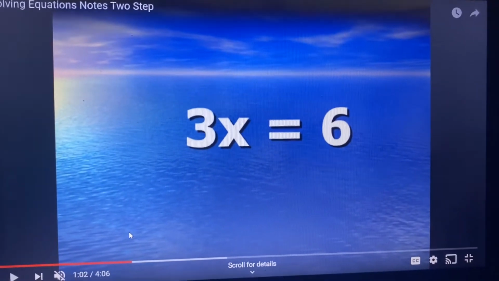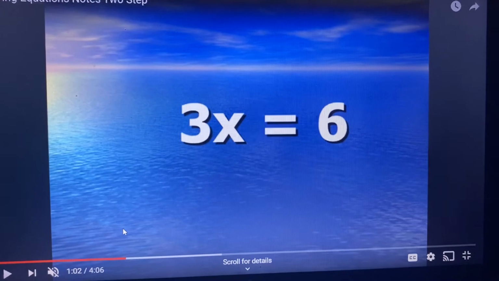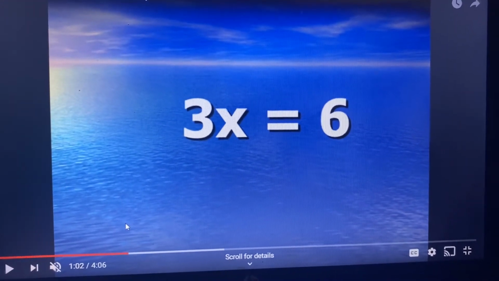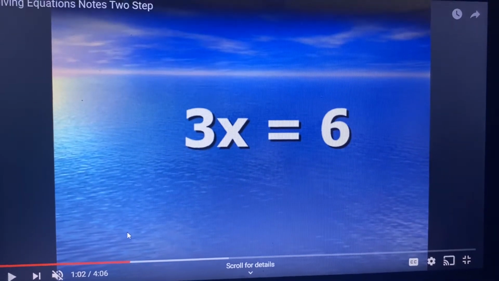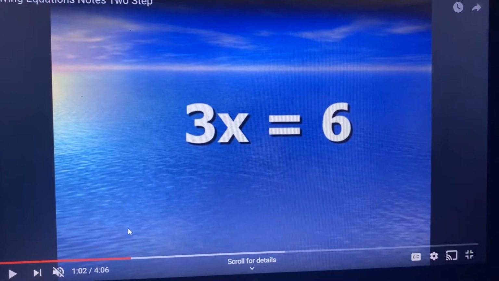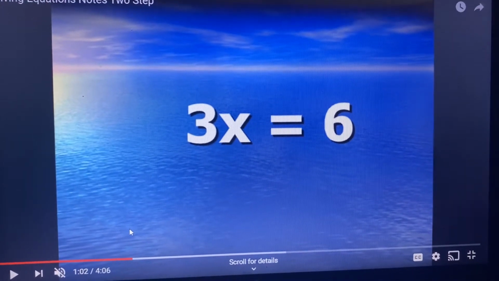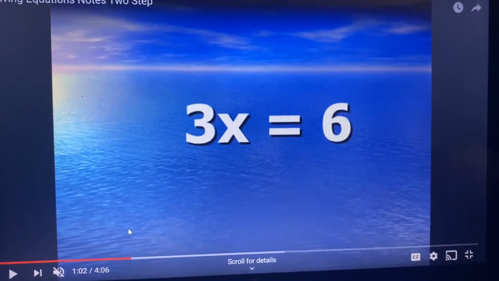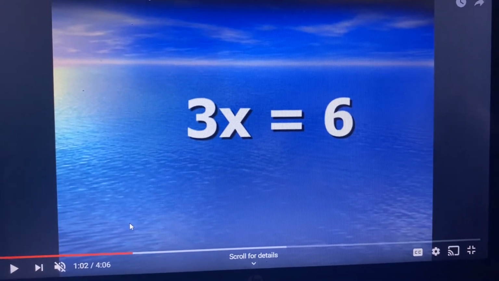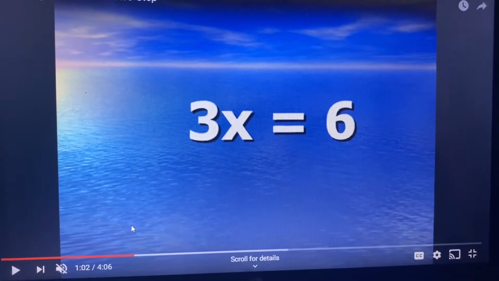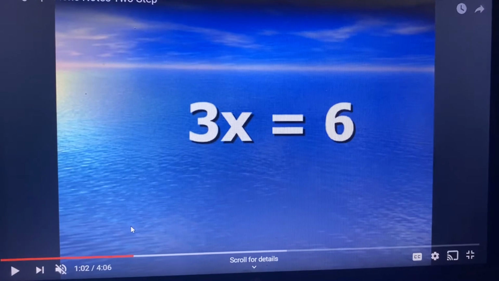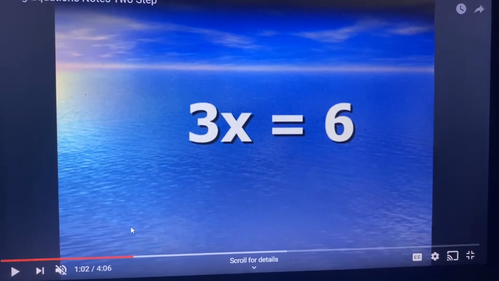Next, we must undo any multiplication or division we see by using the multiplicative inverse. Basically, if I am multiplying, I will divide. And if I'm dividing, I will multiply. And what I do on one side of the equation, I must do on the other, as you saw with the addition of 4 on both sides. So now I would divide by 3 on both sides.